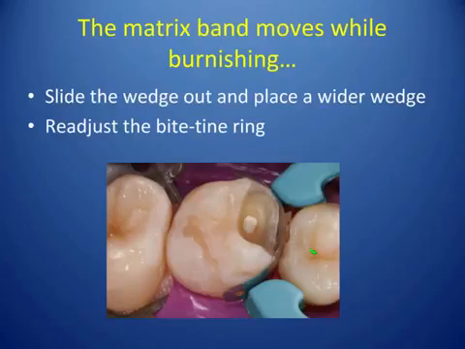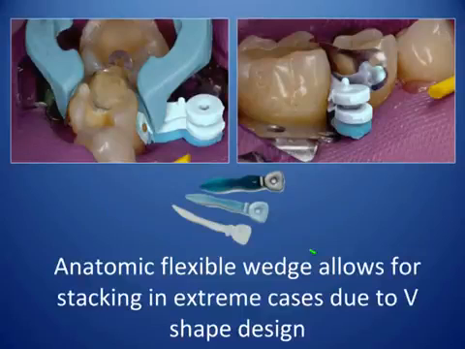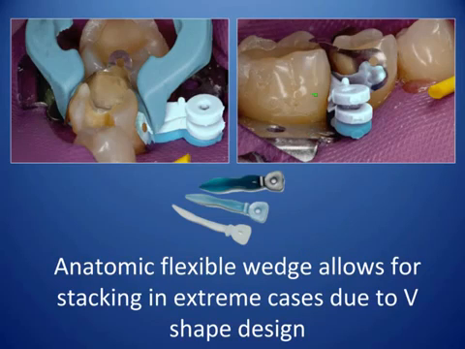Here are examples of those anatomic and flexible wedges. Obviously, we're going to work from smaller down to bigger, or if you're working up, from bigger first down to smaller, so that we can create naturally this somewhat triangular shape, right, as we're moving up interproximally in the tooth. So good for periodontal applications, for extreme cases, again, due to this V-shaped design.